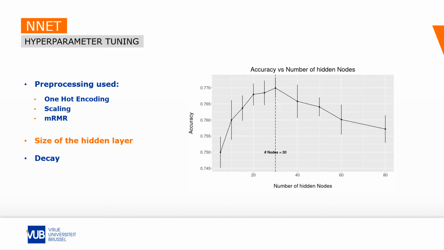The most important hyperparameters are the number of nodes in the hidden layer and the decay, which is a parameter that penalizes high-value weights to avoid overfitting. We first tuned the number of hidden nodes. The best number of hidden nodes seems to be 30, so that we have enough complexity in the model, but we do not overfit the model on the training data.